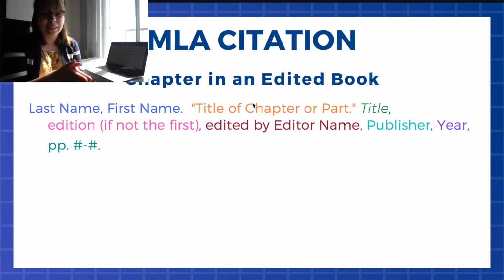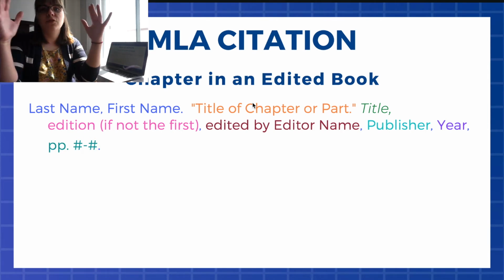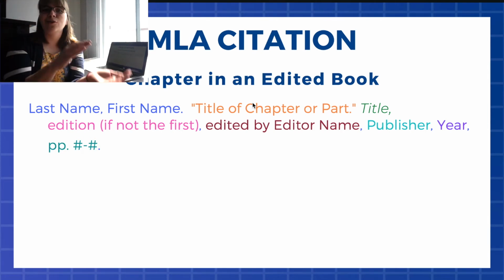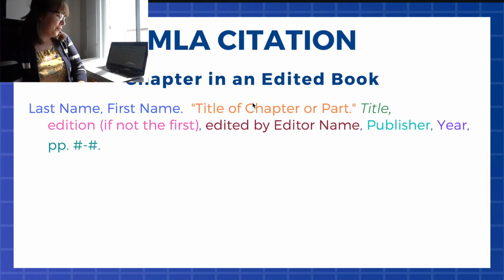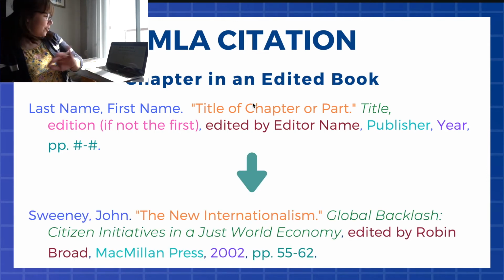Use the page range for the entire article, because that will show that you've cited the whole article, not just a single page of that article. And an example of how that could look would be like this.